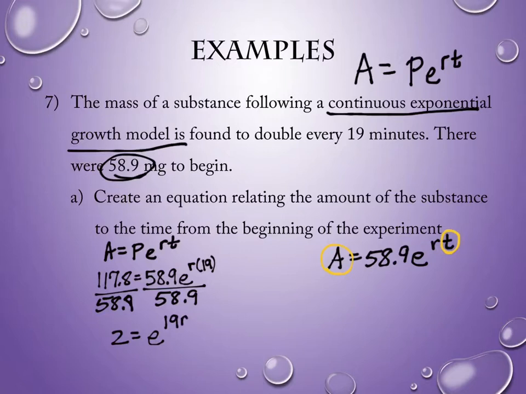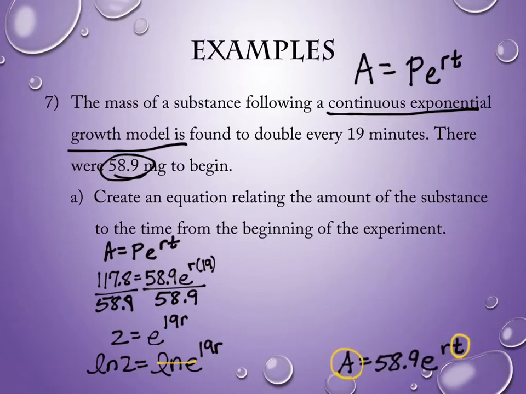And then we have the natural log to take on both sides. So the natural log of 2 equals the natural log of e to the 19r. Natural log of e is 1. So I end up being left with 19r equals the natural log of 2. And then I would divide by 19.